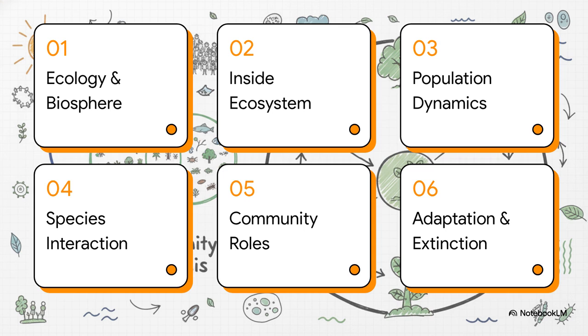We're zooming from the macro scale of the Earth down to the nitty-gritty of species interaction. So we've got ecology and the biosphere, inside the ecosystem, population dynamics and growth, the drama of species interaction, community structure and roles, and finally, adaptation, evolution, and extinction. Let's just jump right in.